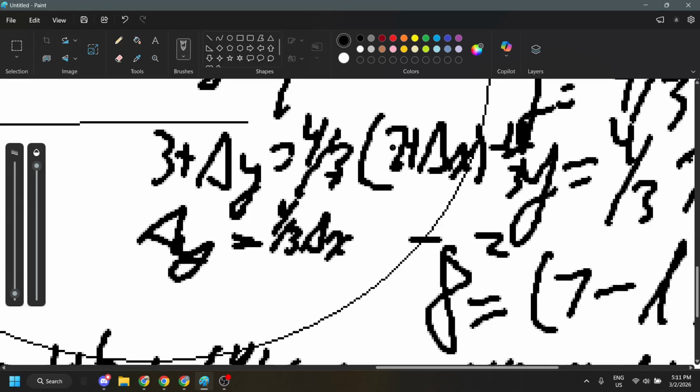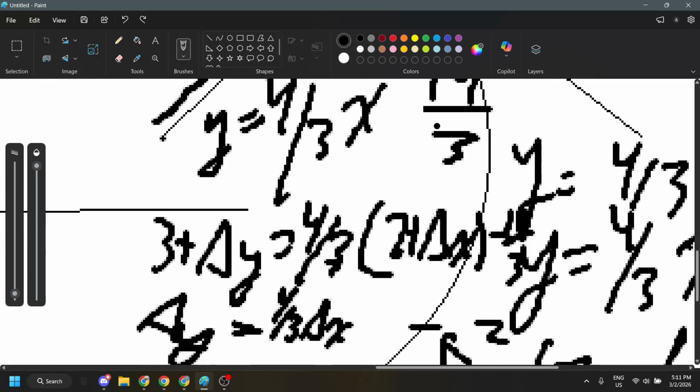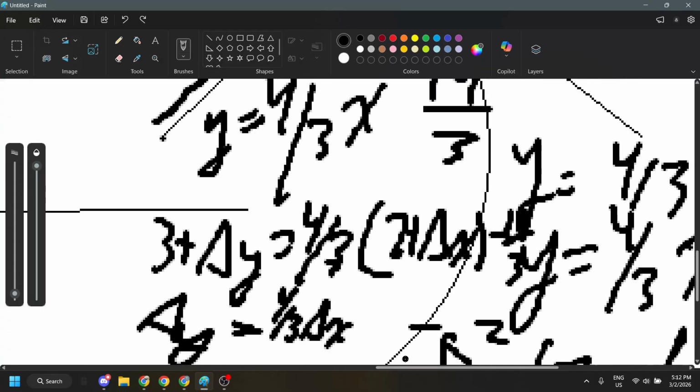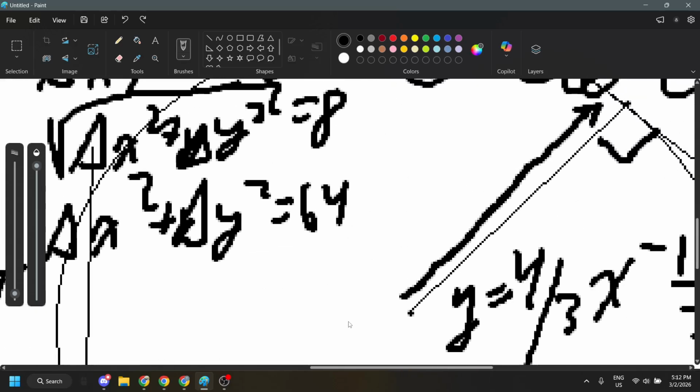4/3 times 7 is 28/3. 28/3 minus 19/3 is 9/3. 9/3 is 3, so we just have this. Delta y is equal to 4/3 delta x.